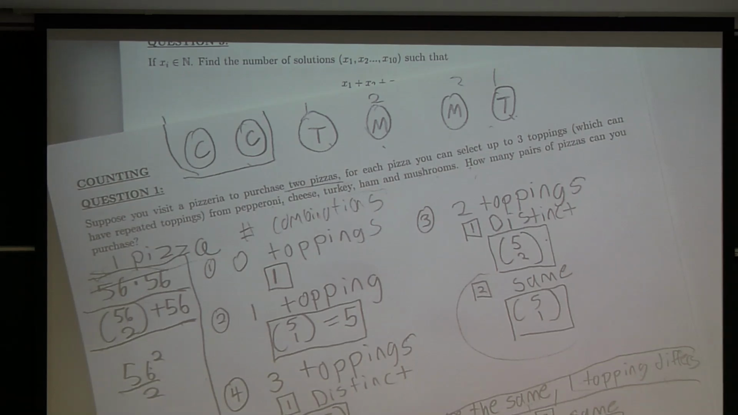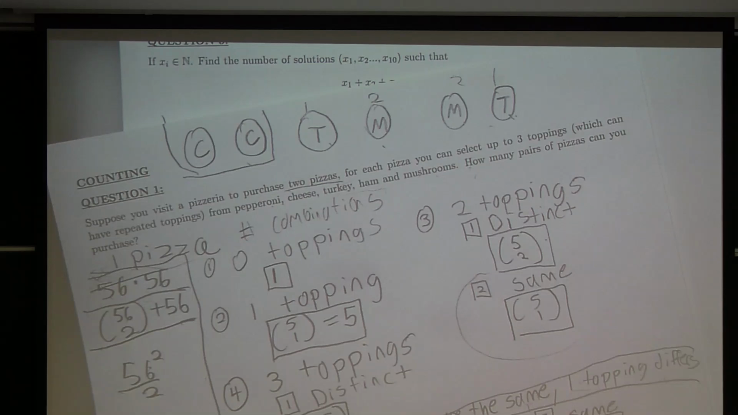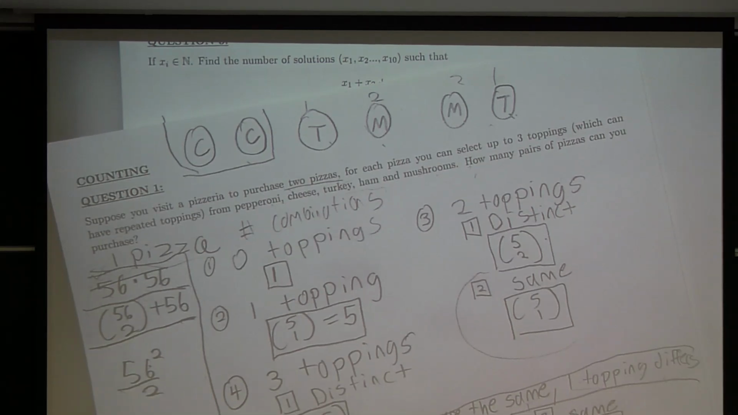So if we want to divide by 2, we have to remove all the cases where they are the same pizza. Okay, does that make sense? OK. Any further questions? Yeah?